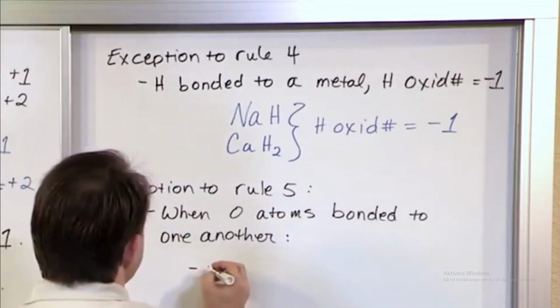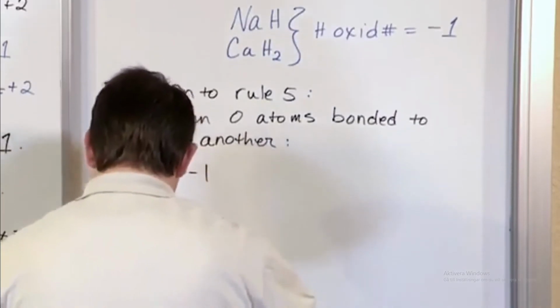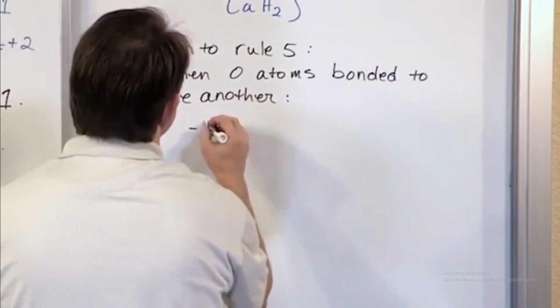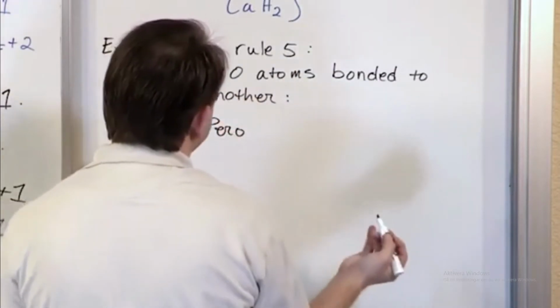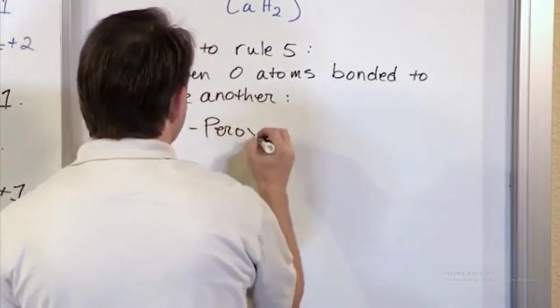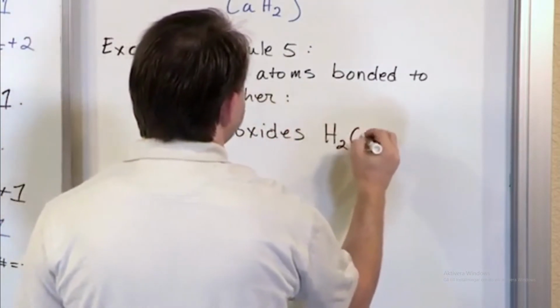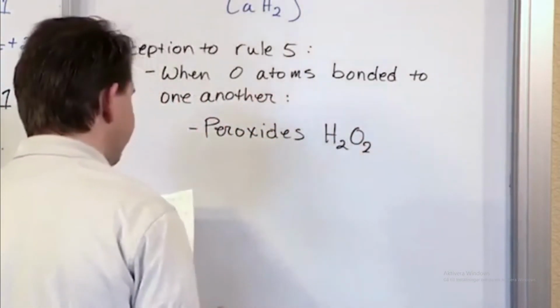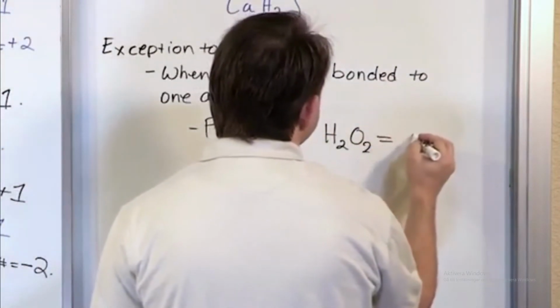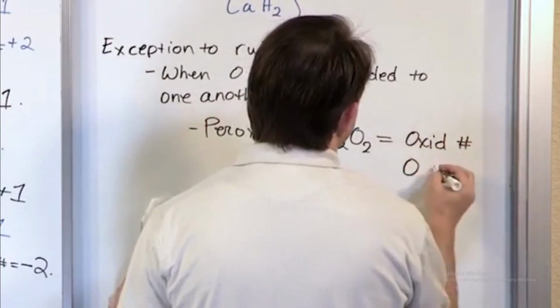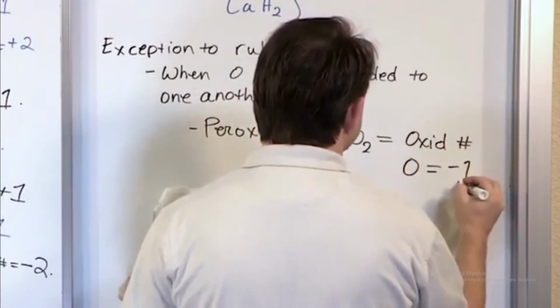So for instance, you have this thing called peroxides. Let me just go ahead and put it like this. Peroxides. You've heard of hydrogen peroxide, right? So peroxide, for instance, H2O2. This is hydrogen peroxide you find in your medicine cabinet. Right? In this case, the oxidation number of oxygen is equal to negative 1.